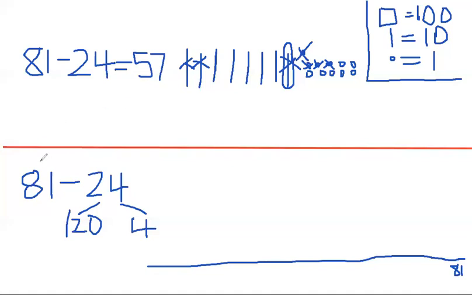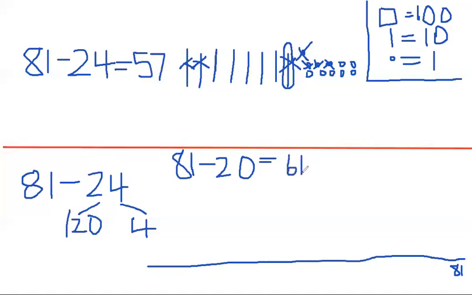Another strategy is what I've called deconstructing the subtrahend, which is what I learned before, where we're going to subtract this number, but we're going to decompose it or break it apart. We know that 24 is composed of 20 and 4. And again, we're going to start with our 10s first. So if I have 81, I'm going to take away 20. And that'll give me a difference of 61.